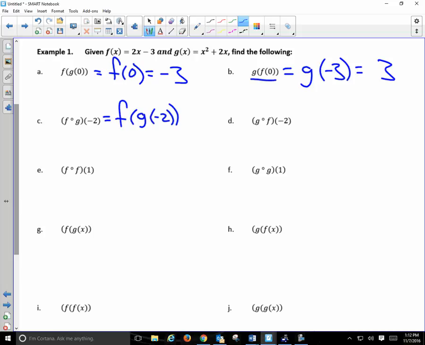So, Lolly, I'm going to start with the inside. The inmost parenthesis part is the -2. So I take that -2 and I plug it into g. When I plug it into g, I get -2 squared, which is 4, plus 2 times -2. So we get 4 minus 4 is 0. So g of -2 becomes 0. Now I have to identify f of 0. And I get -3.